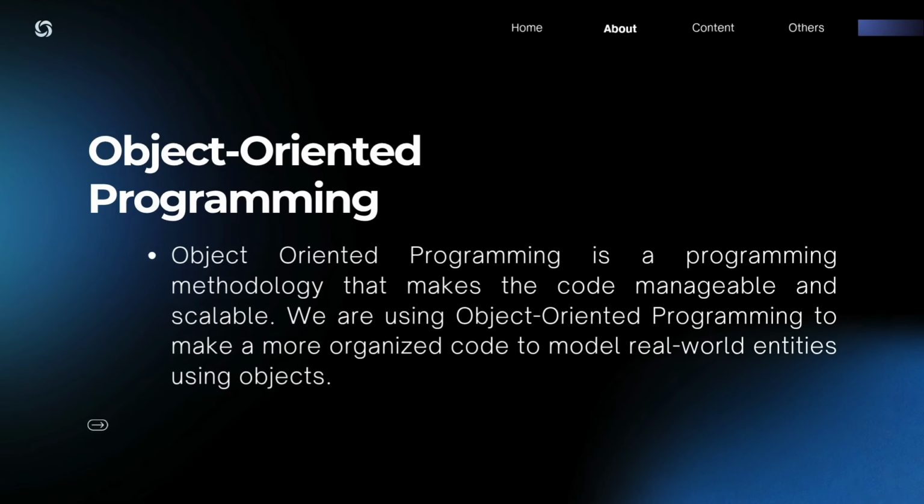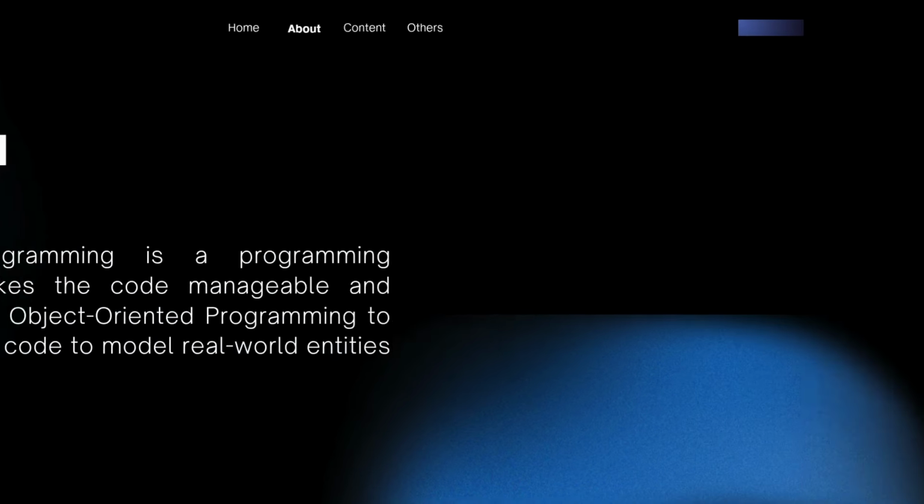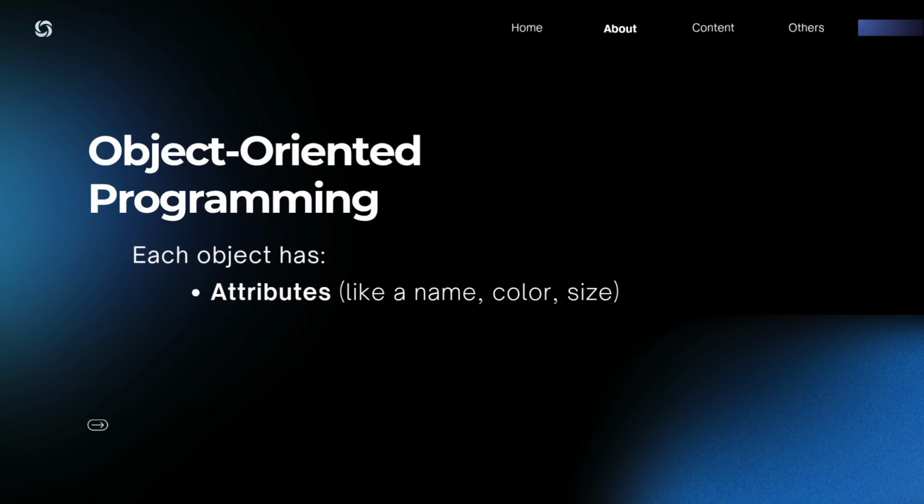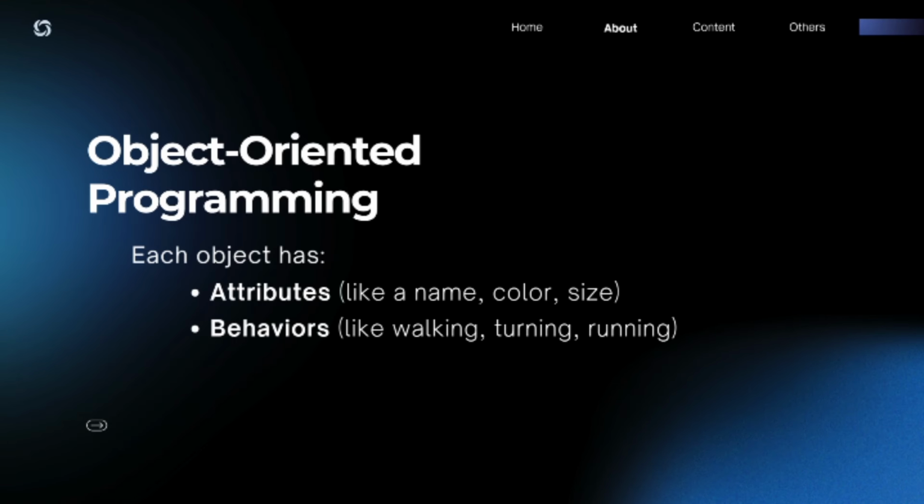Object-oriented programming is a programming methodology that makes the code manageable and scalable. We use object-oriented programming to make more organized code to model real-world entities using objects. Each object has attributes and behaviors, where the attributes are like the name of a student, the color of a shirt, or the size of a coffee. And behaviors are walking, turning, and opening. And these objects are built using classes, which are like blueprints.